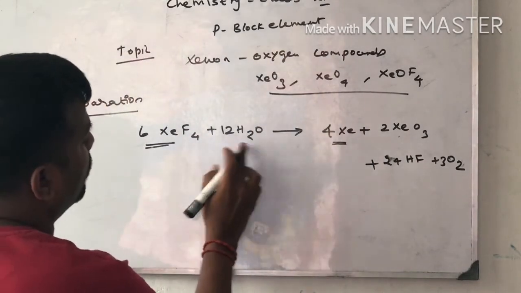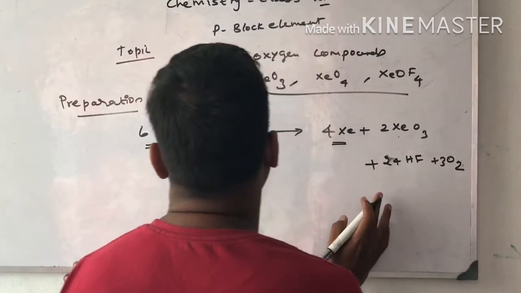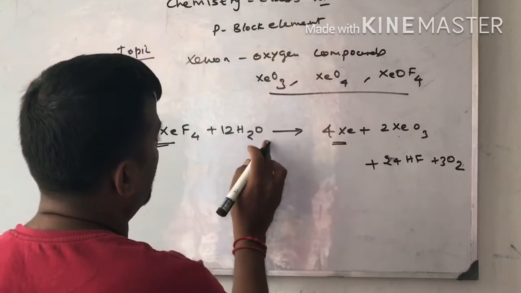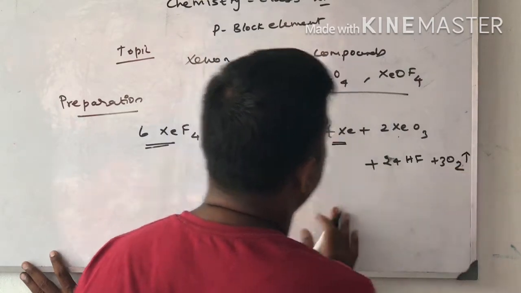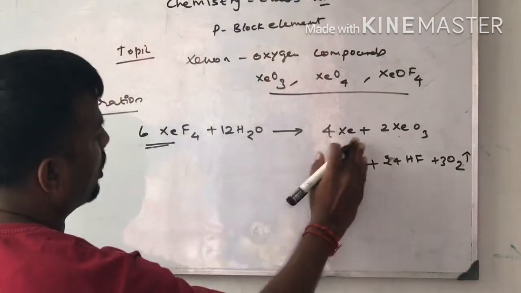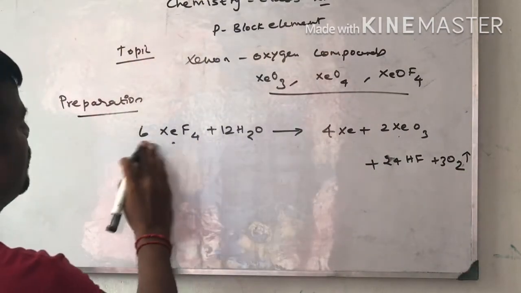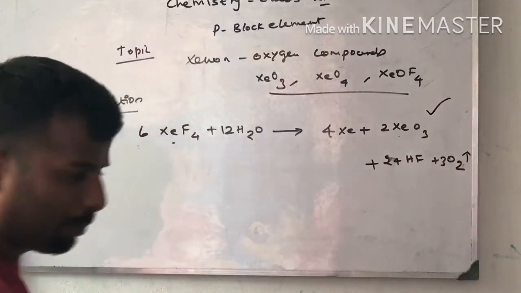How many hydrogen? 24 hydrogen is satisfied. How many oxygen? 12 oxygen is there. 6 oxygen is filled here, and 6 oxygen is filled here. So the equation is balanced, stoichiometrically balanced. So this is the compound we have prepared.